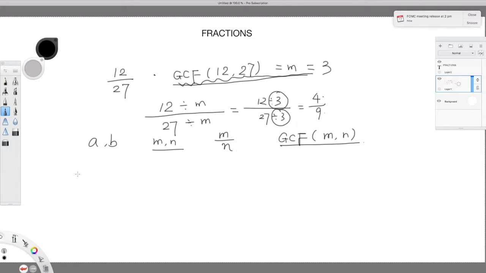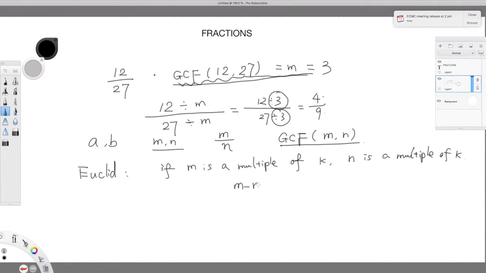And the Euclid method is based on one fact. If m is a multiple of k, and n is a multiple of k, then m minus n is also a multiple of k. Okay, the fact is very, very simple, right?